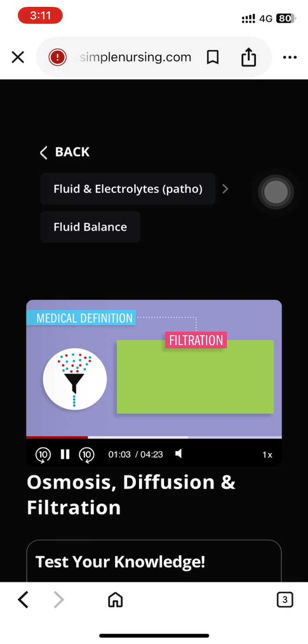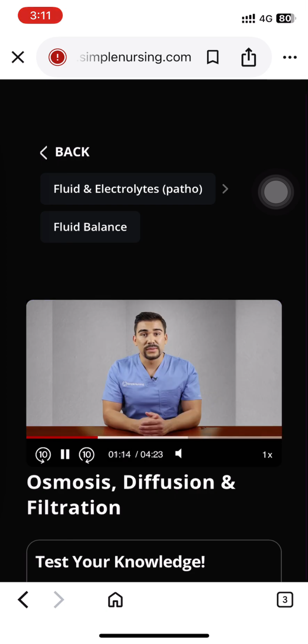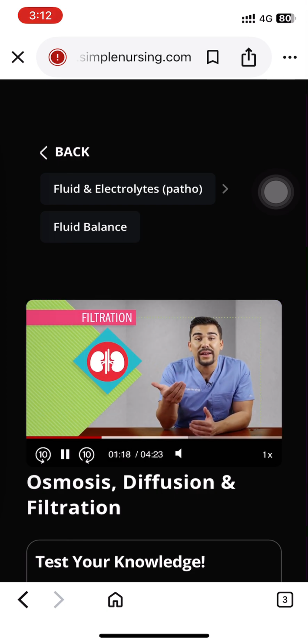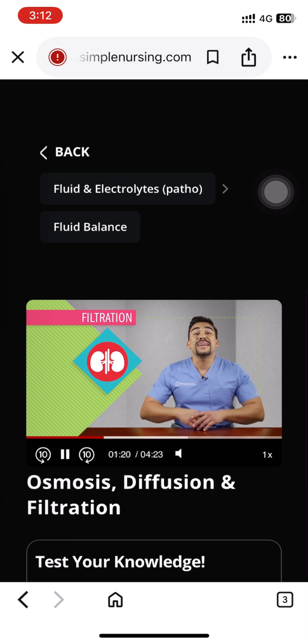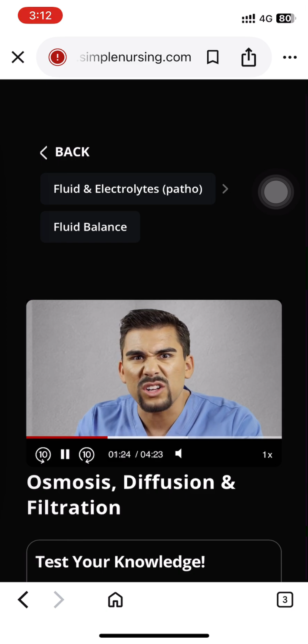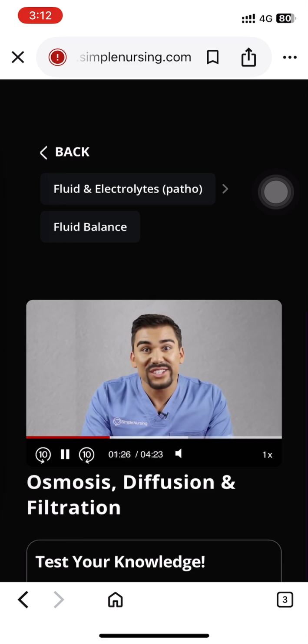Next term is filtration. Basically, the movement of water and solutes occurs from an area of high hydrostatic pressure, key word here, to an area of low hydrostatic pressure. Now, the best example of this would be in the kidneys, basically the washing machines of the body that filter approximately 180 liters of plasma per day. Oh my gosh, that's like a ton of plasma. Oh my gosh, I know, right?